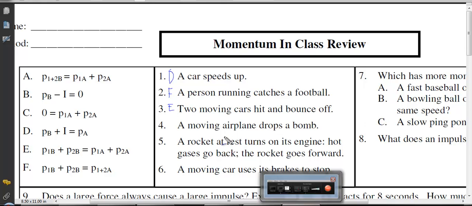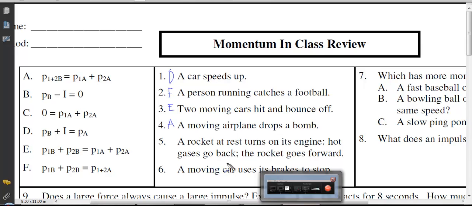Okay, a moving airplane drops a bomb. So here the moving airplane with the bomb in it, 2 things moving together. Once the plane drops the bomb, now they're 2 separate objects, each with their own momentum. The only one that we see where there were 2 objects at the beginning which split into 2 at the end would be A. So number 4 up here would be A.